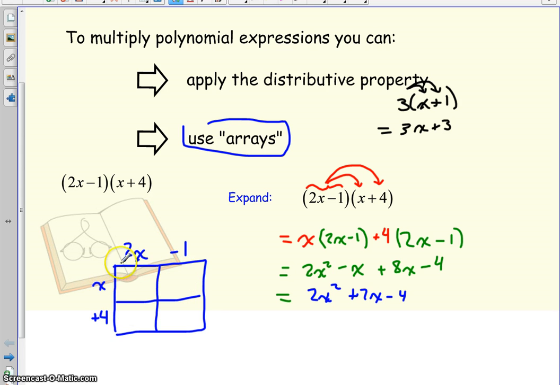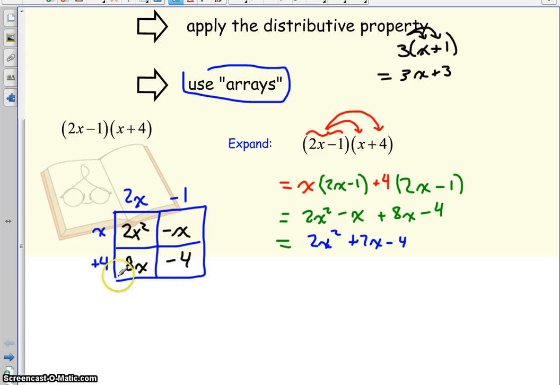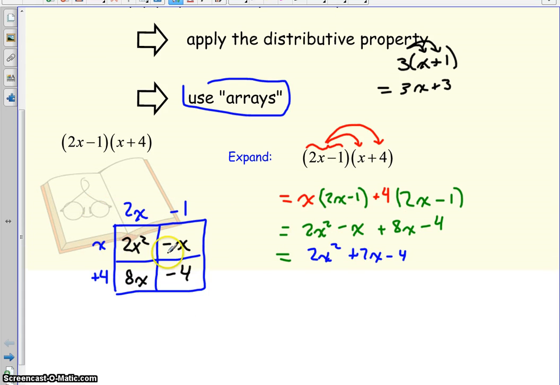So let's say here we have x times 2x, you get 2x squared. x times minus 1 gives me minus x, 4 times 2x gives me 8x, and 4 times minus 1 gives me minus 4. You'll see this is essentially going to do the exact same thing that we do over here. I still have all the same terms, 2x squared minus x plus 8x minus 4. And I would just collect my like terms again. So here I have minus x and 8x. I wind up with 2x squared plus 7x minus 4, just like I did before.